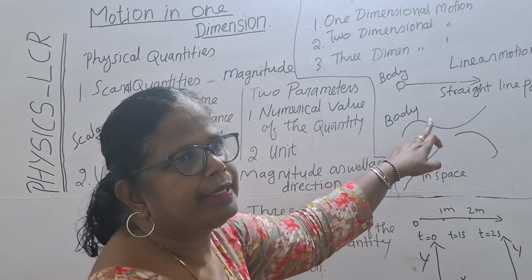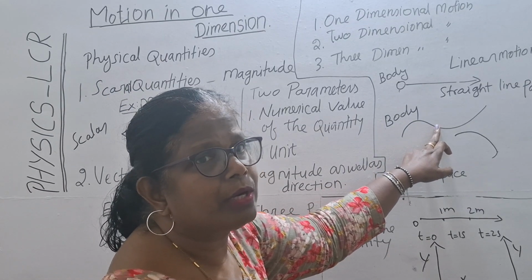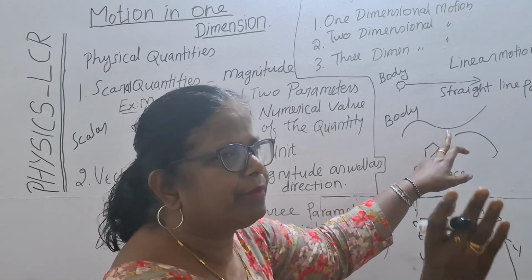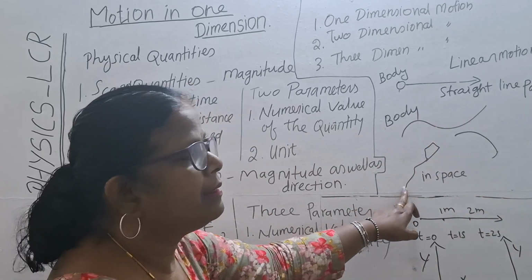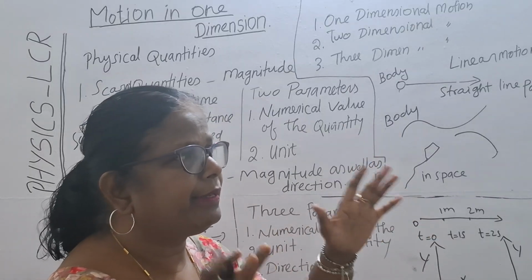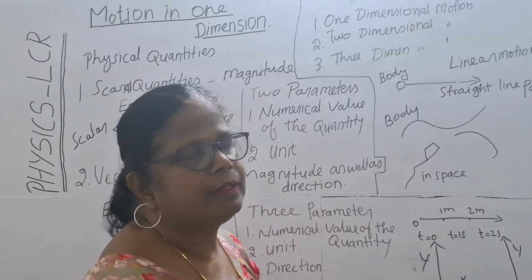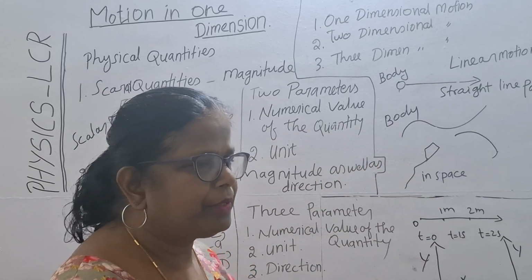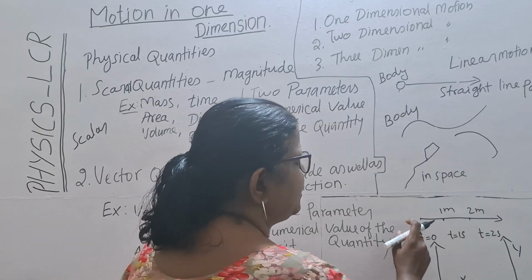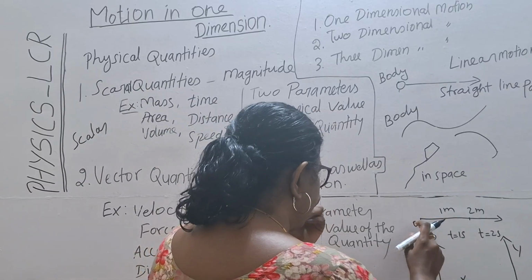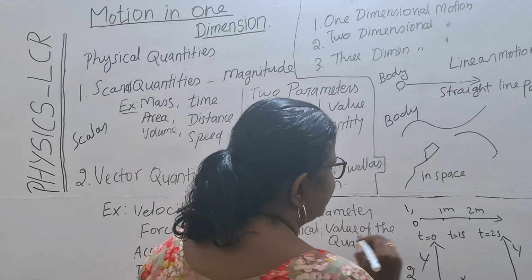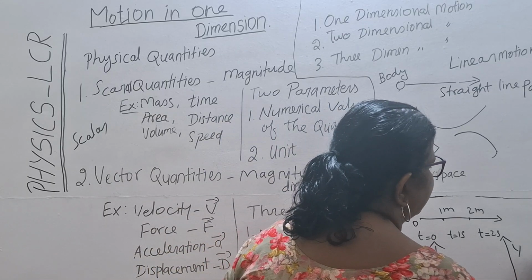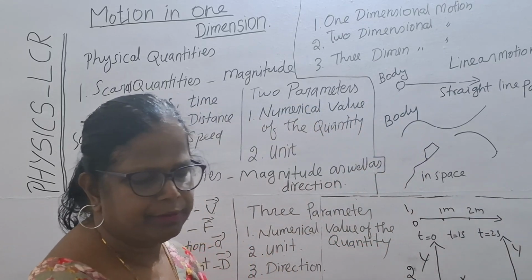When you are riding any vehicle in a crowded place, not going zigzag, it is a two-dimension motion. In sky, any object flying in space, that is called three-dimensional motion. These are the graphs we are going to plot. This is a one-dimension motion graph. This is a two-dimension motion graph. This is a three-dimension motion graph.